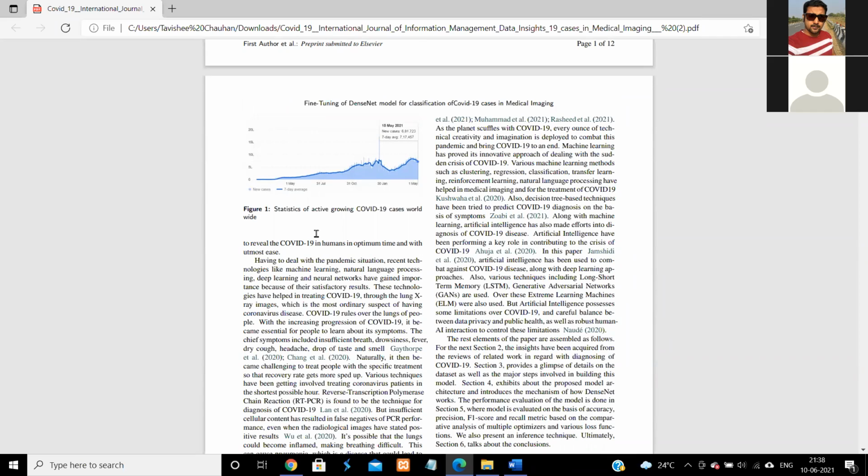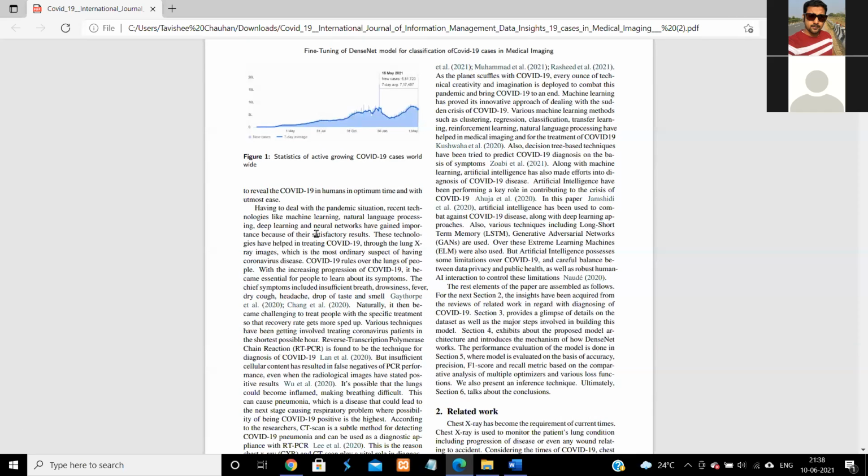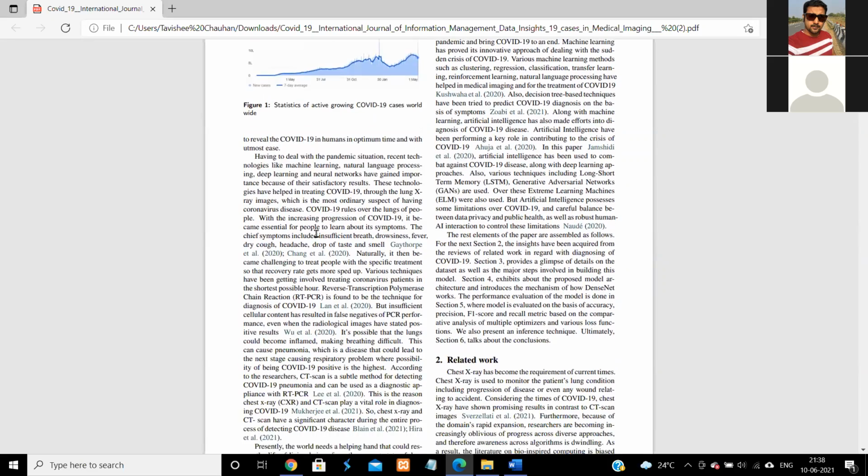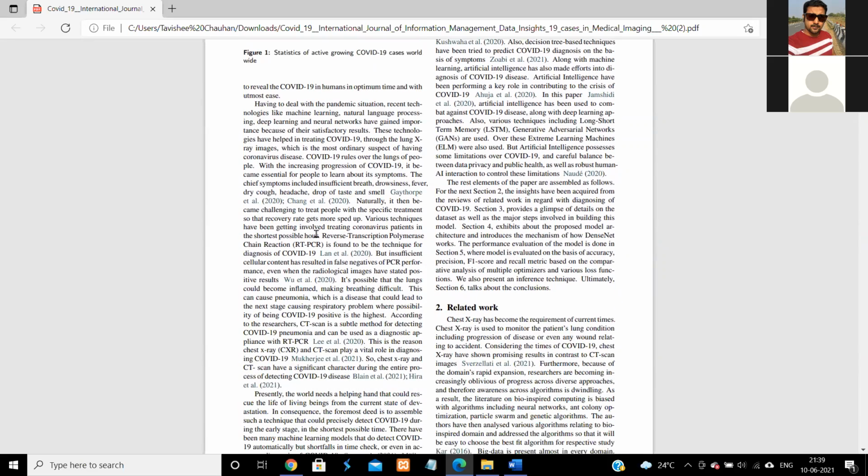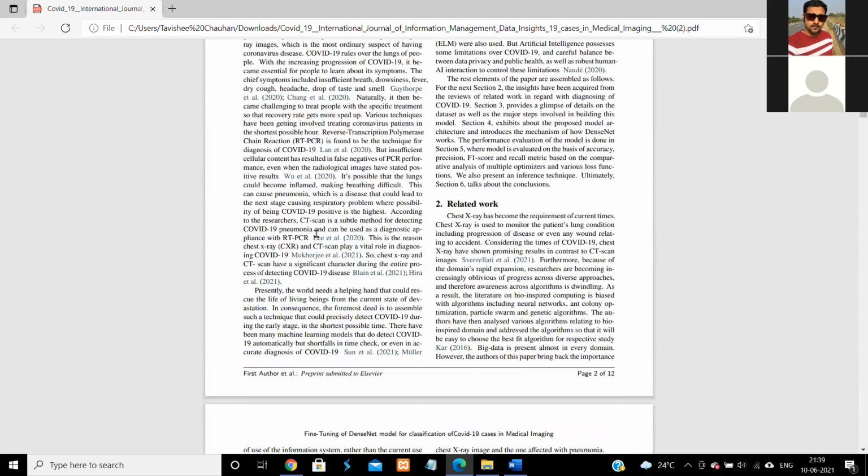Then we have written about the speed of COVID, the level at which COVID is spreading over the world. The progression and increase of COVID, we have to mention that. Then after completion of the introduction, we move towards related work.